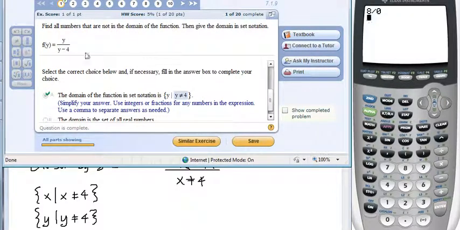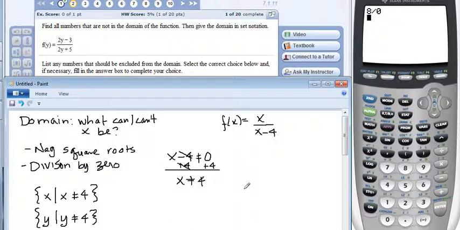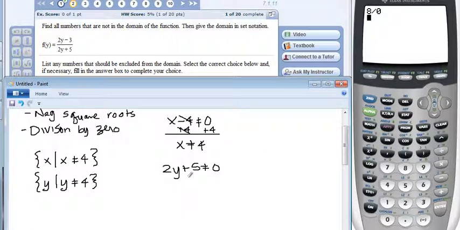So you're going to get, on these, two pieces to it. First of all, you just list the number or numbers, and then you write it in set notation. So again, here I don't care about the numerator, I just care about the denominator. The denominator, 2y plus 5, cannot be 0, right? Numerator can be anything. So what I'm doing here is I'm solving for y.